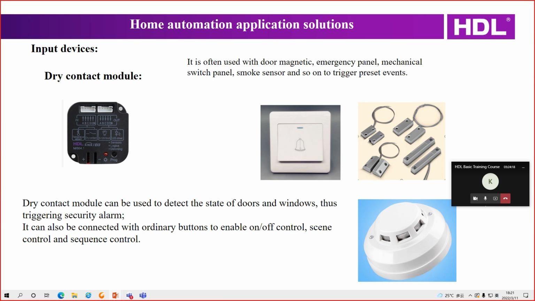And we also have dry contact module in our KNX system. It is often used with store magnetic emergency panel, mechanical switch panel. This is the mechanical switch panel, smoke sensor, and so on to trigger preset events. Dry contact module can be used to detect the state of doors and windows, thus triggering security alarm. It can also be connected with ordinary buttons to enable on/off control.